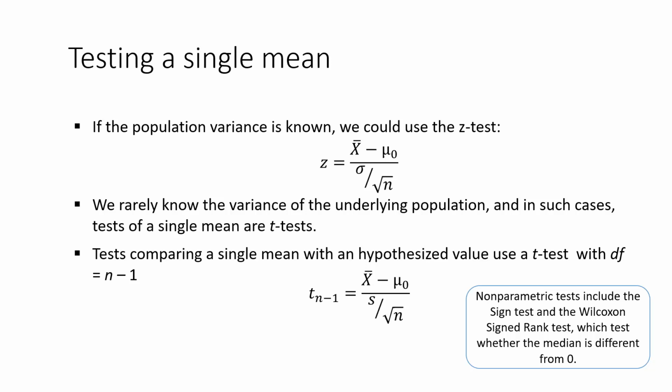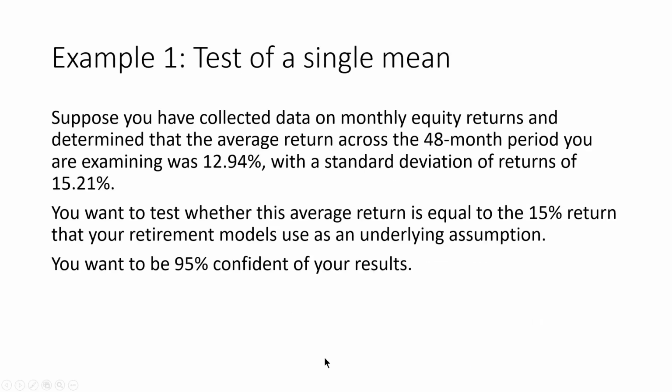So this is a parametric test, as are all the tests that we're studying in this segment. There are some non-parametric tests, such as the sign test and the Wilcoxon signed rank test, and they test whether the median is different than 0. But our focus is going to be on the parametric tests, which have more power.